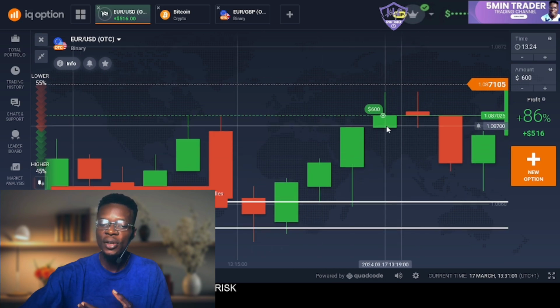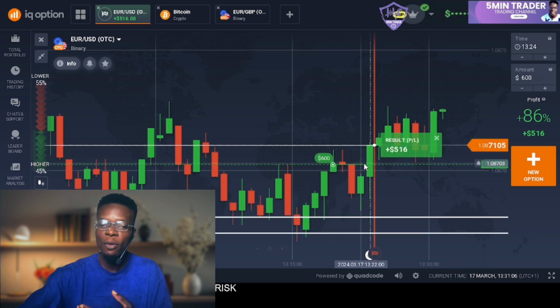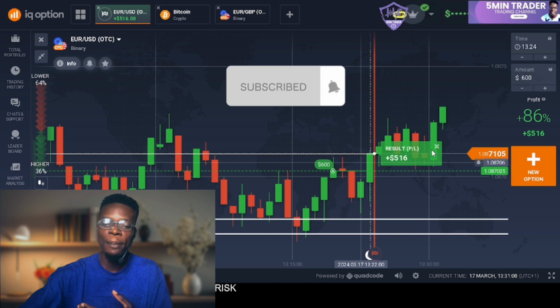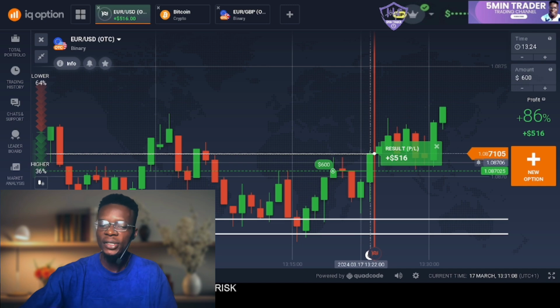So I took my trade on this candle, and you can see that the price rose, even though it was in favor of the sellers for some time. It came all the way up and closed above where we entered this trade. So this is everything about this setup, and I hope you've learned something and you can apply the same.